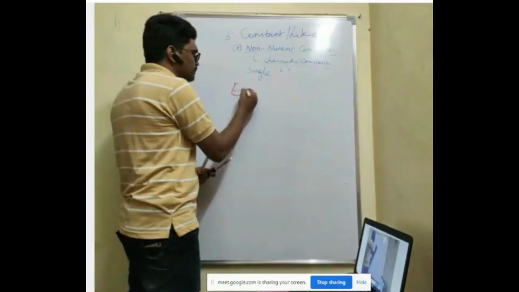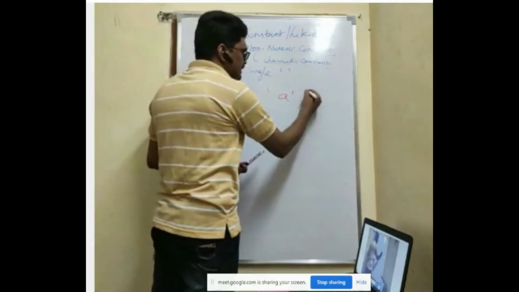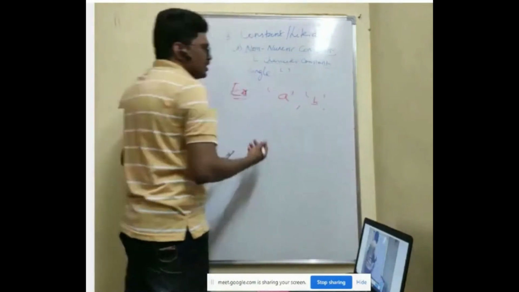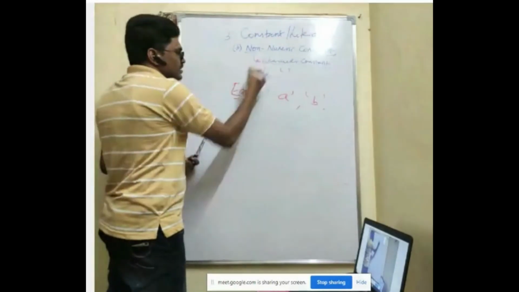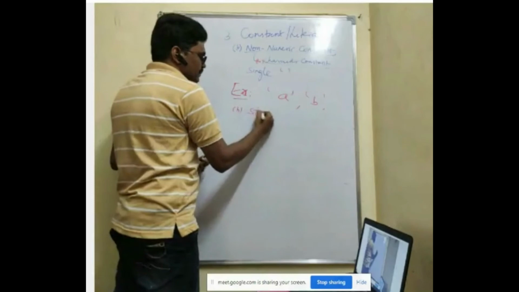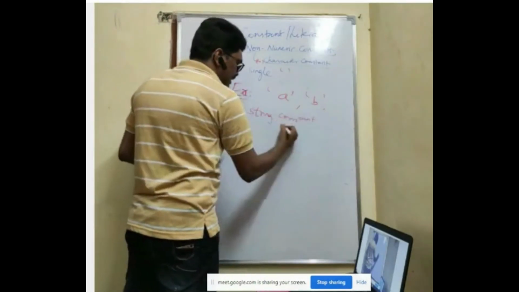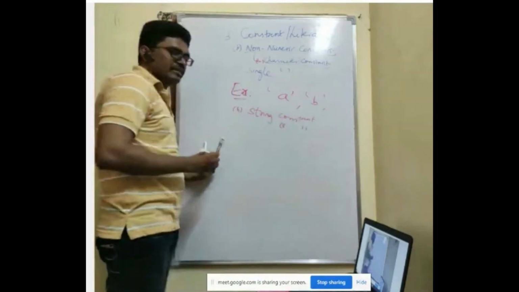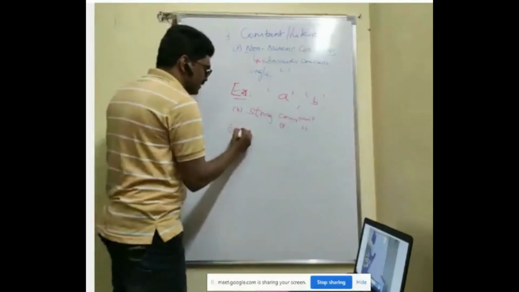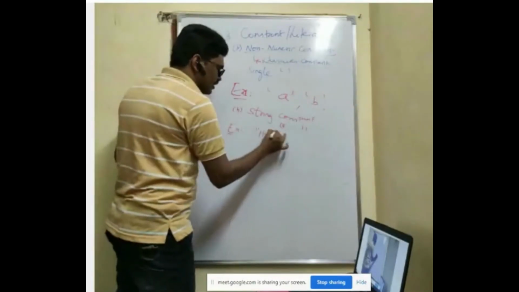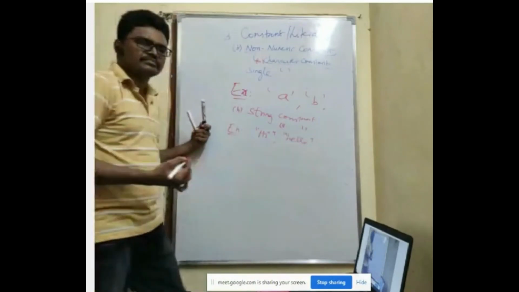For example, A in single quotes is a character constant. B in single quotes is a character constant. So whatever I place in single quotes is a character constant. The second one is string constant. Anything whichever I place in double quotes is a string constant. For example, hi in double quotes, hello in double quotes, is a string constant.